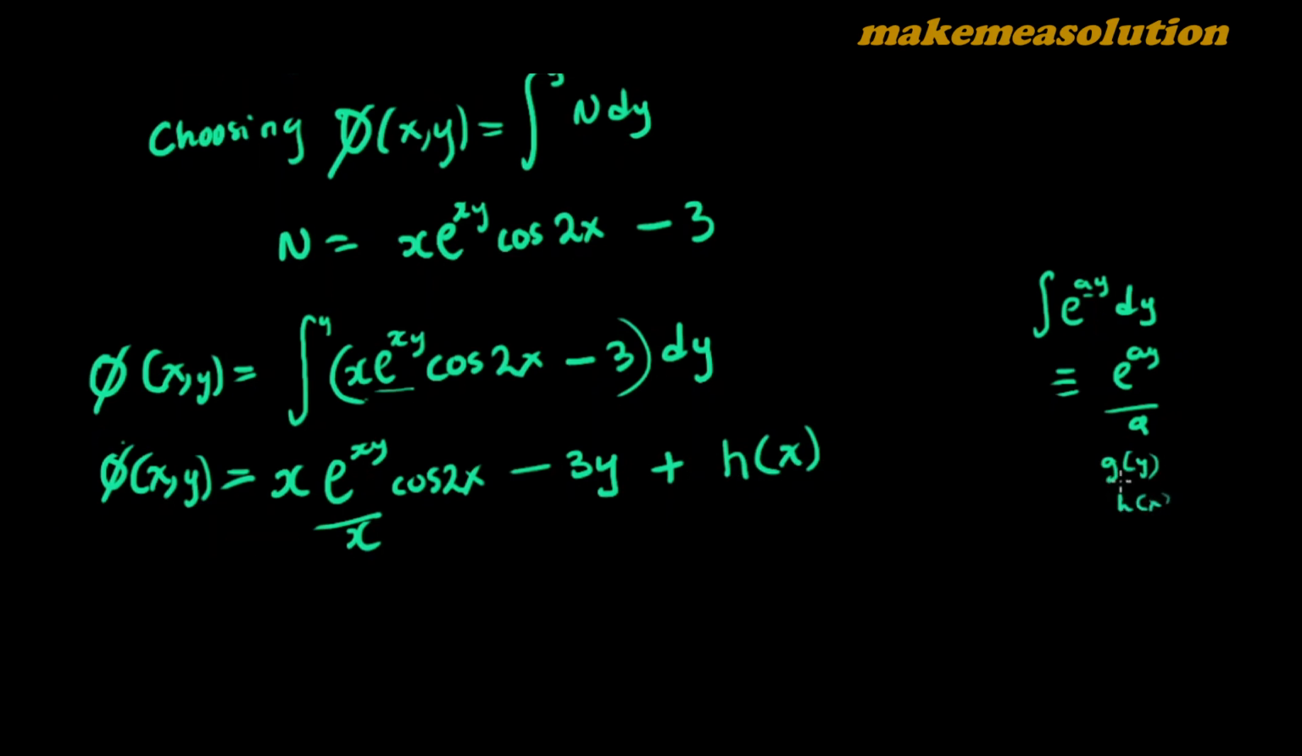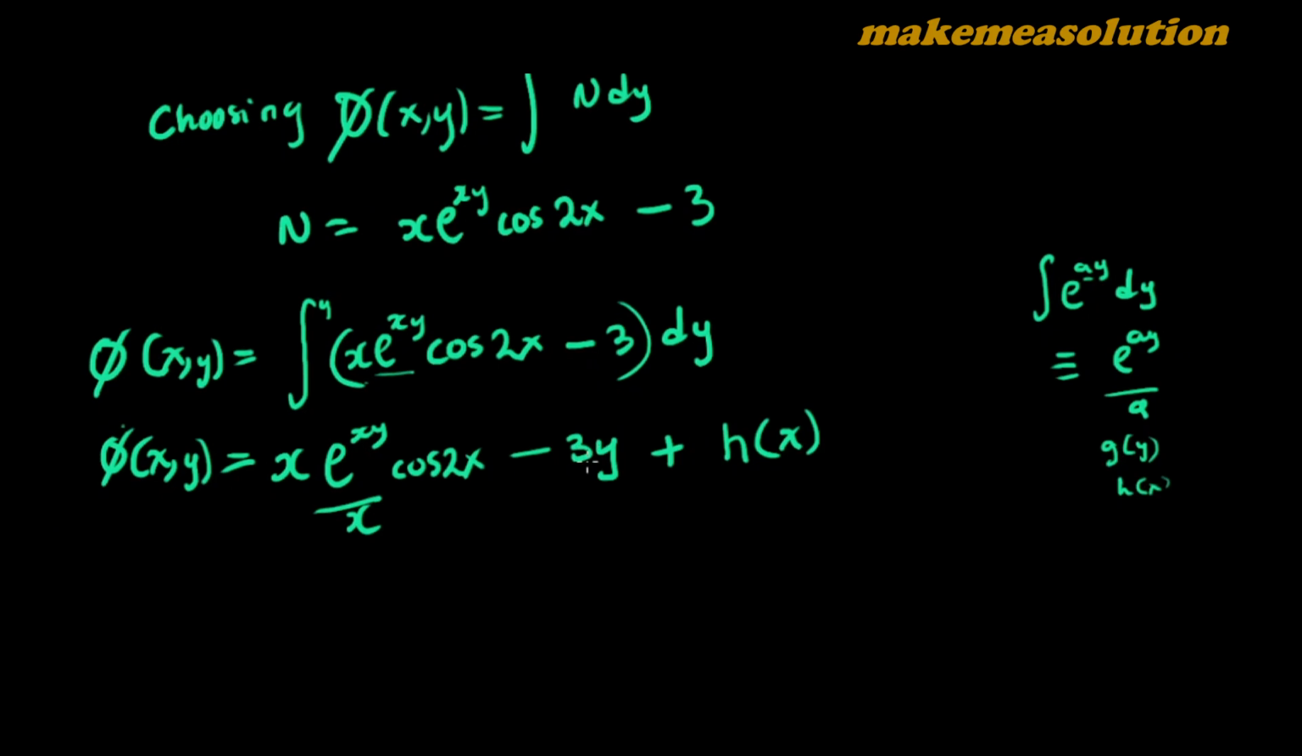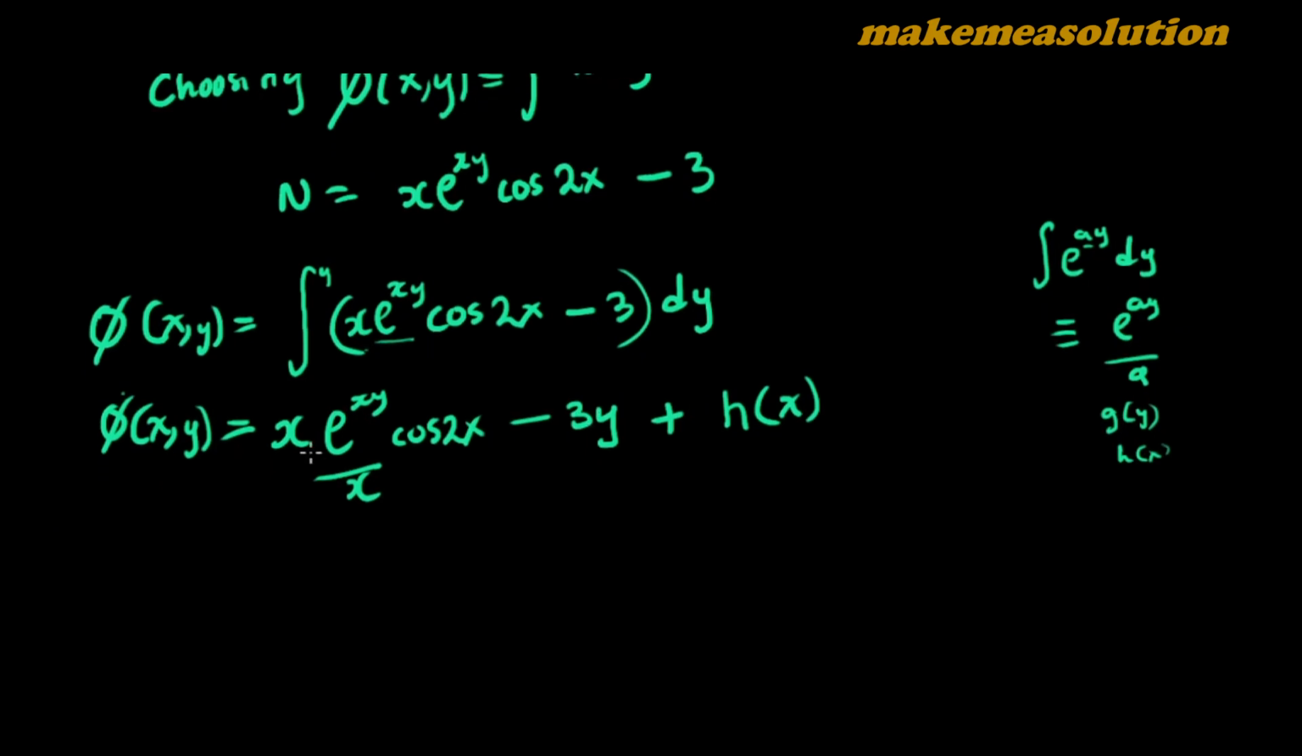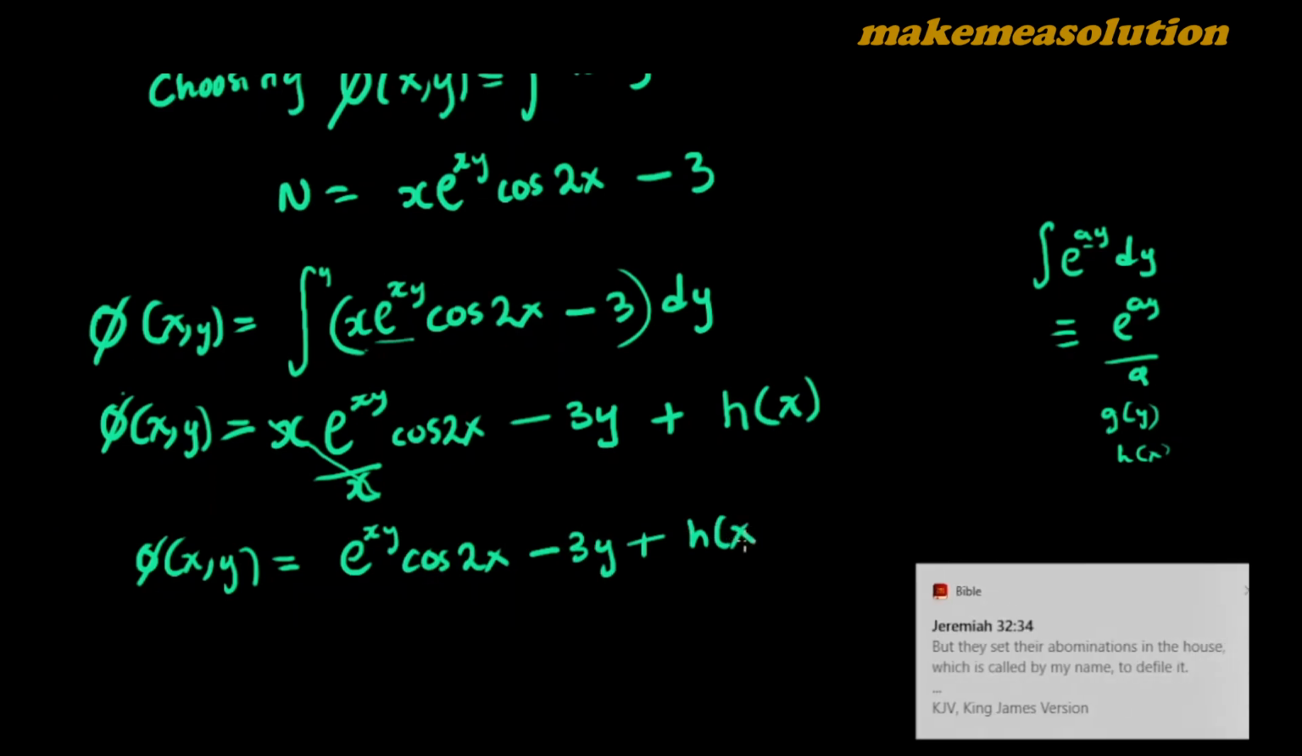So I like using g for y and h for x. This is not a convention, you can actually introduce your own letters, but these are just cool ways of doing that. So x cancels out x, and our phi of x comma y is exponential xy cos 2x minus 3y plus h of x.